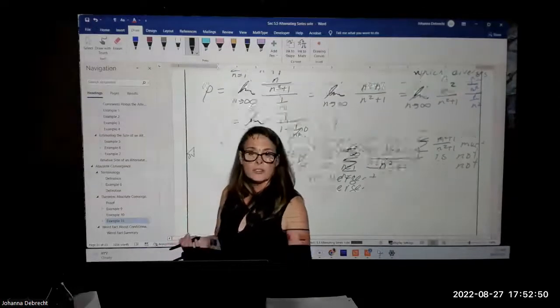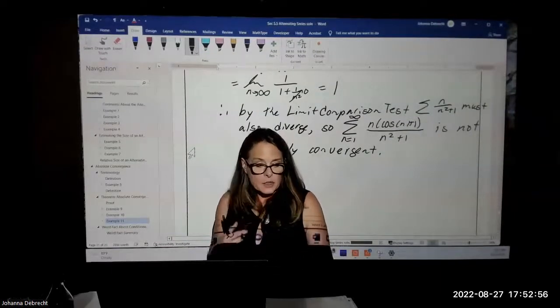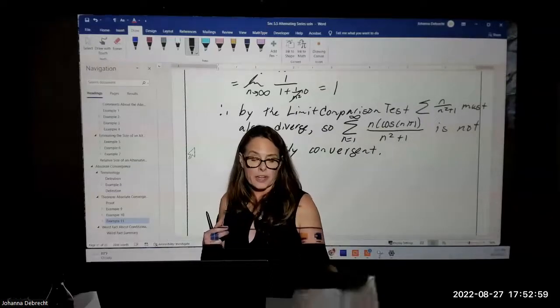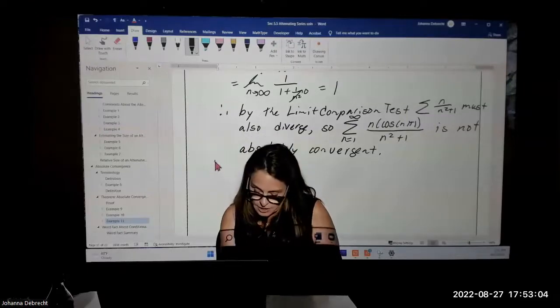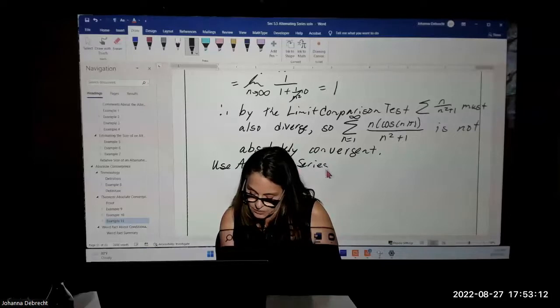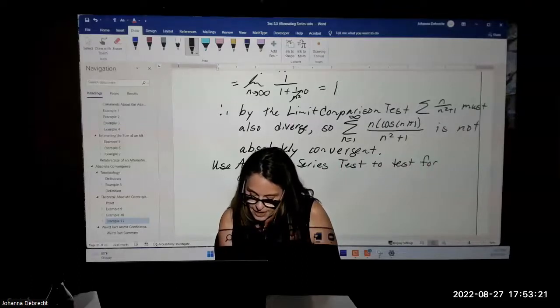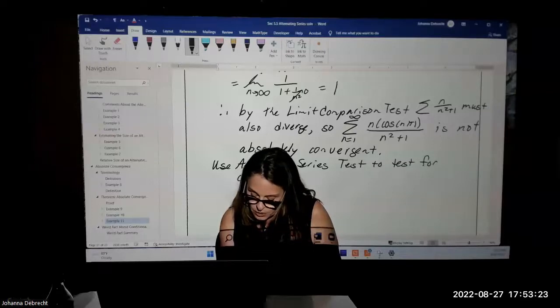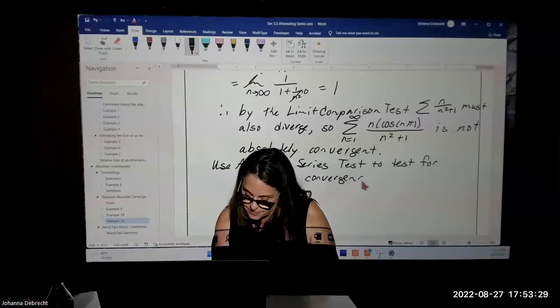Now I know that this is an alternating sequence, so I can use the alternating series test. So what I'm going to do is use the alternating series test to try to determine whether or not it's conditionally convergent. So use the alternating series test to test for conditional convergence. We know we don't have absolute, so the best we can hope for is conditional convergence. If that doesn't work, then it diverges.